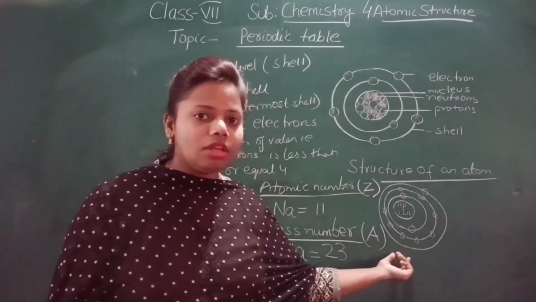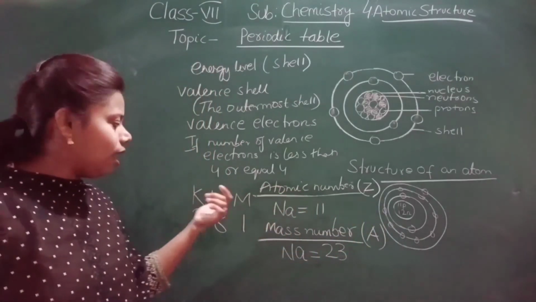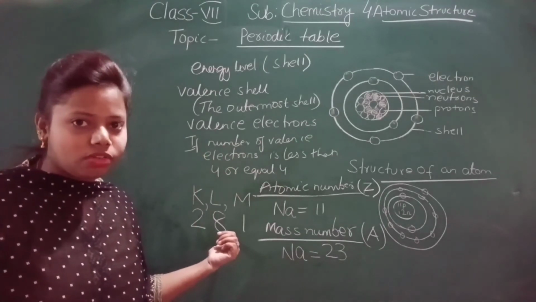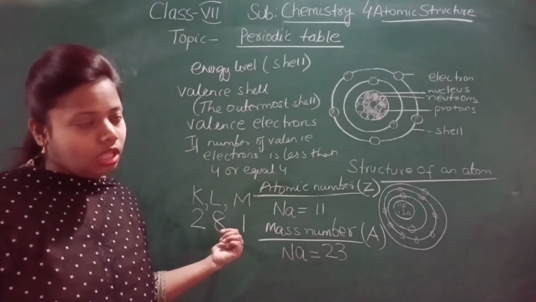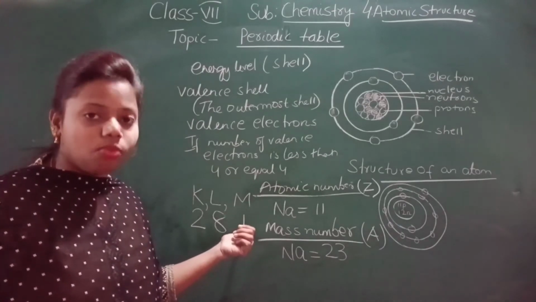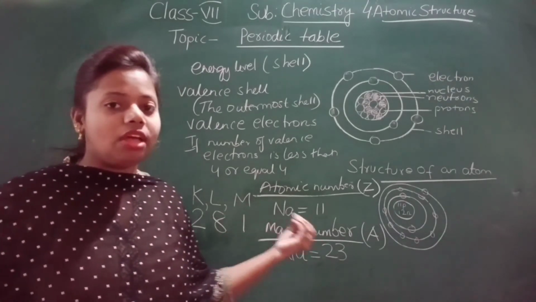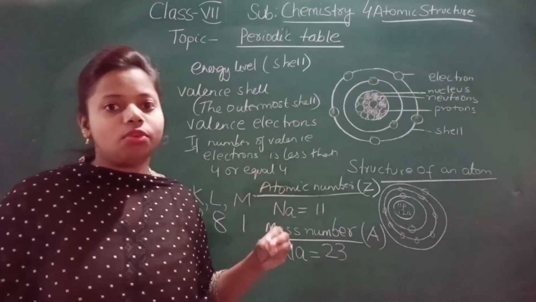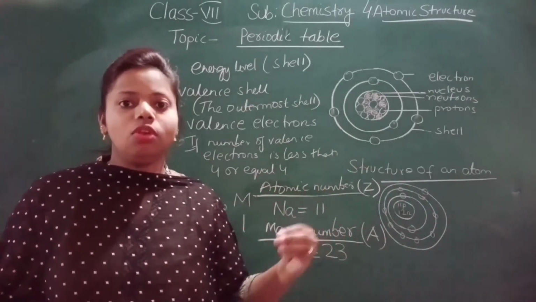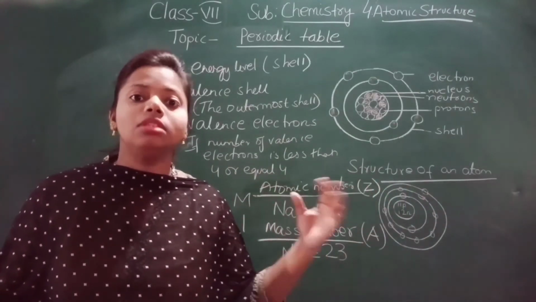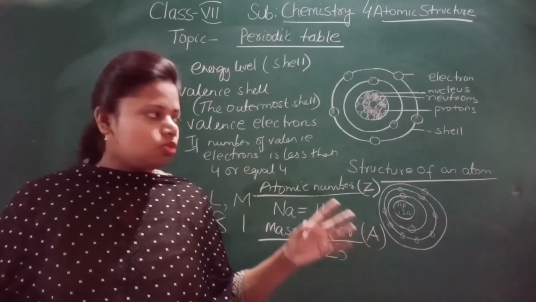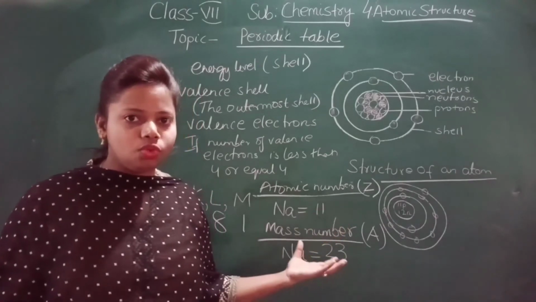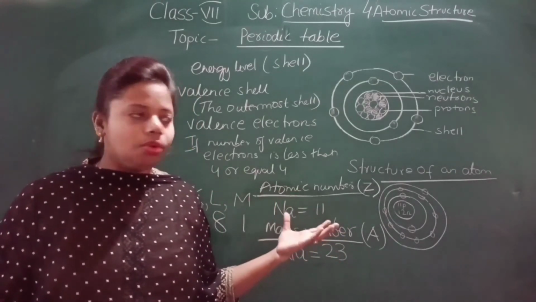I have also told you that there are energy levels K, L, M. In the first shell there should be 2 electrons. In the second shell there should be 8 electrons in order to become stable. Here 1 was there, so I have written 1 at last. If the valence electrons are less than or equal to 4, the atom will lose the electrons in order to become stable. I hope you have understood what I have taught you today.